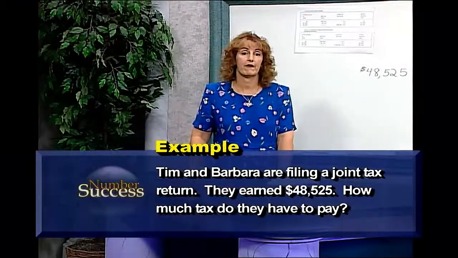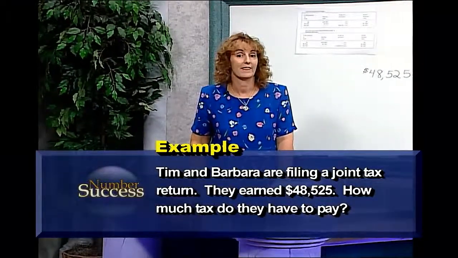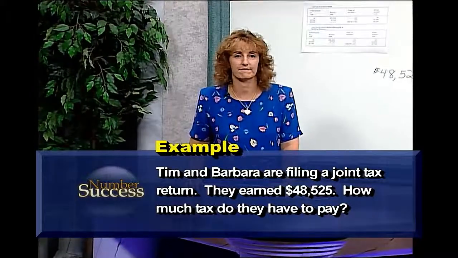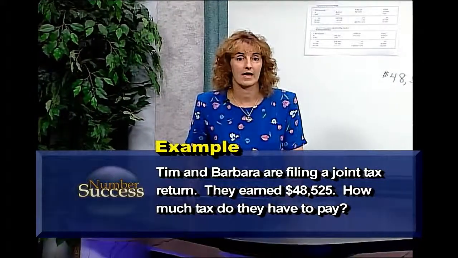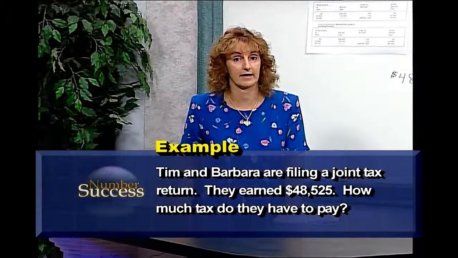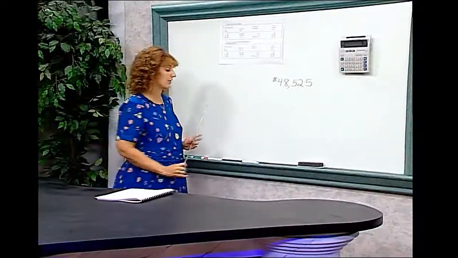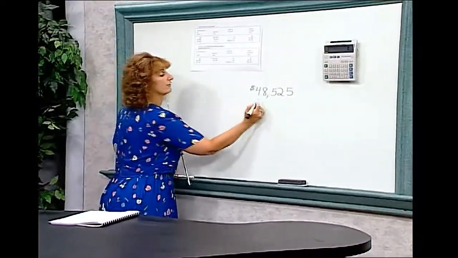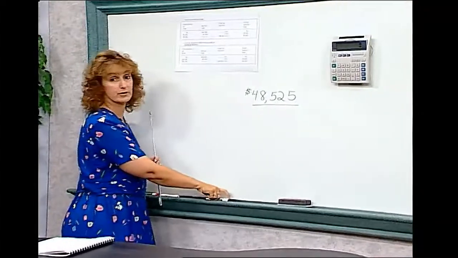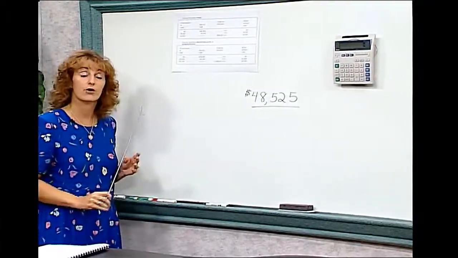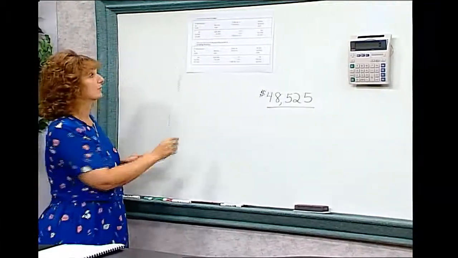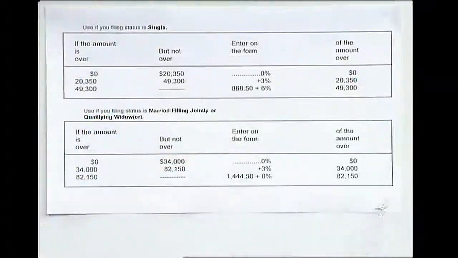Tim and Barbara are filing a joint tax return. They earned $48,525. How much tax do they have to pay? We're first going to note the important information, the $48,525. We know they're filing jointly, so we're going to be using the bottom part of this chart. We're going to look at these numbers here.